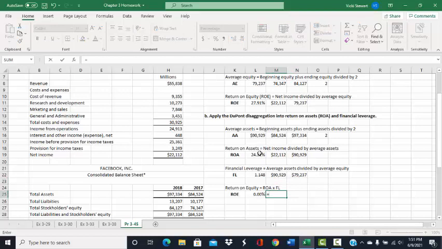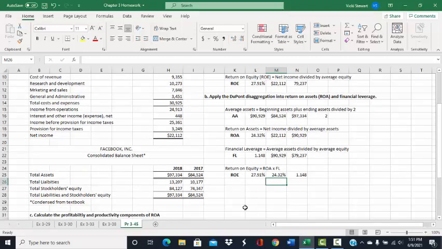Now we're going to compute our return on equity using return on assets and financial leverage. So we have our return on assets and we have our leverage, and we can see that we get the same return on equity. And if you notice, Facebook does not have a lot of debt because they have a low financial leverage. So most of their return on equity is coming from the return on assets.